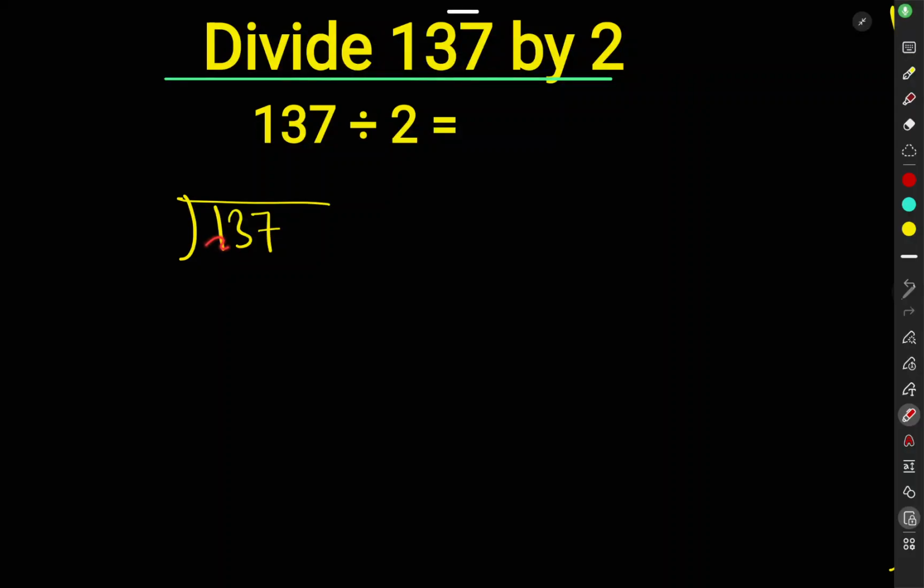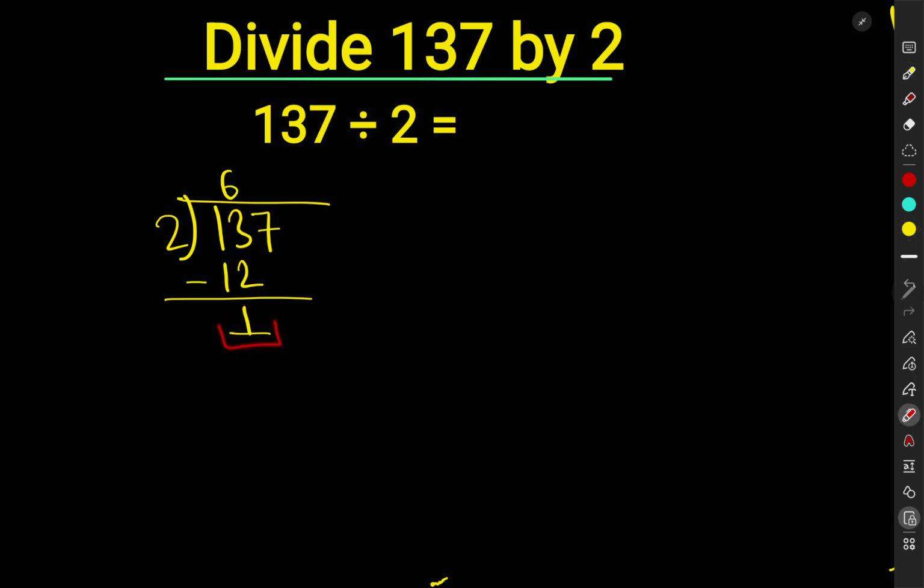So here we divide 137 by 2 in a long division method. So 2 times 6 means 12. On subtracting we get 1.